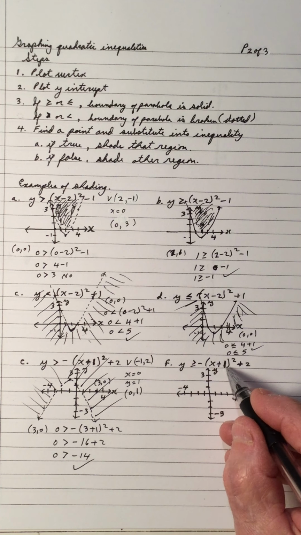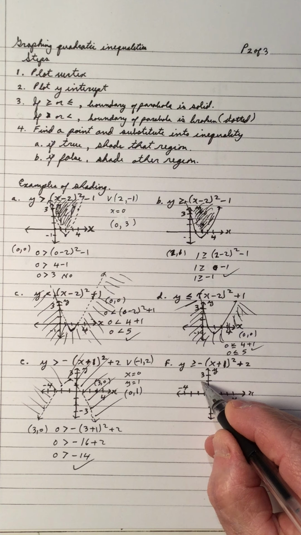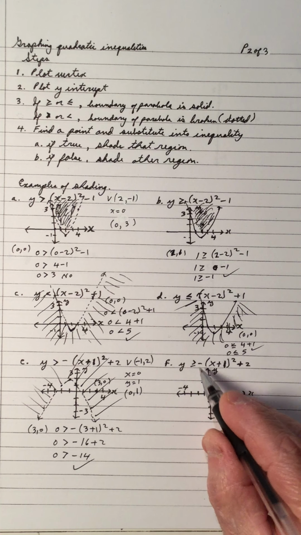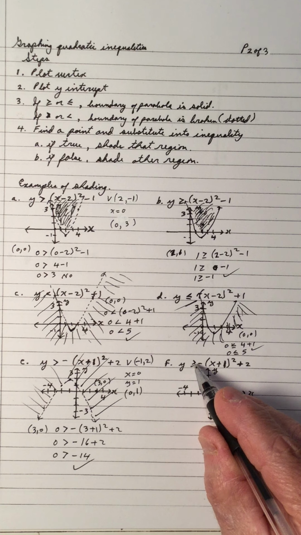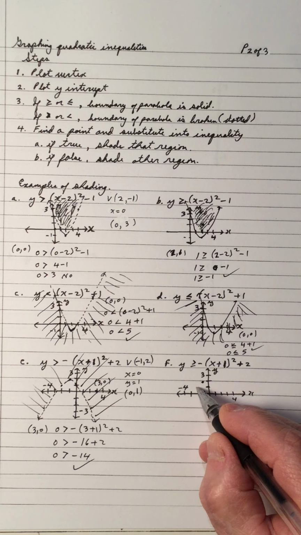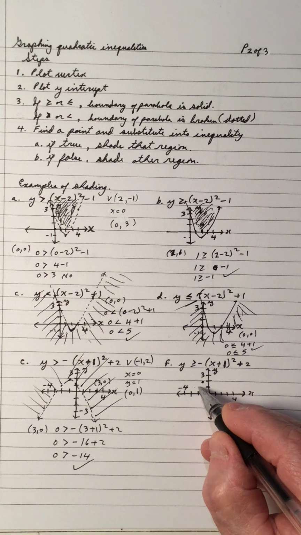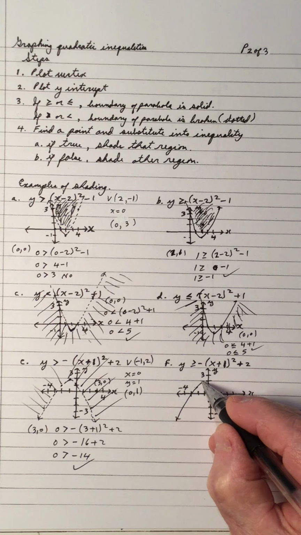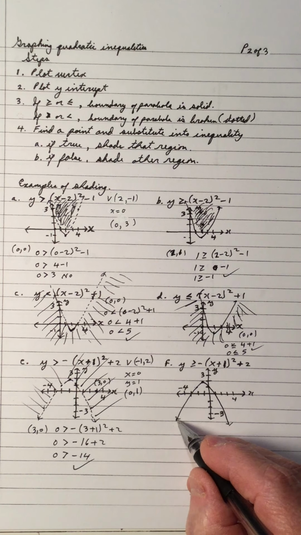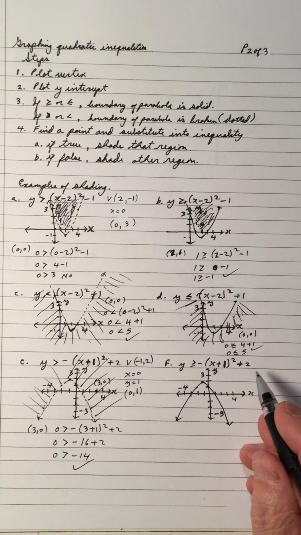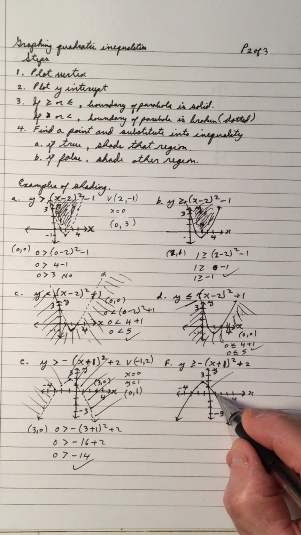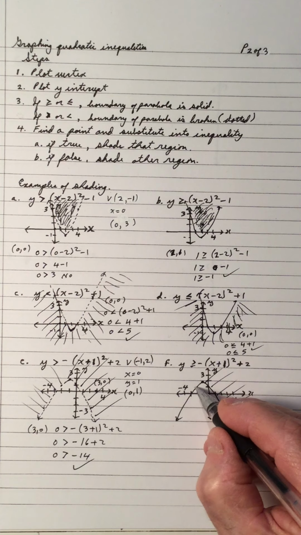We have the same parabola here, the same vertex, -1, 2, and the same y-intercept, but this time this one is greater than or equal to. Equal to means it's solid, so I'm going to make it solid. Same shape, identical to the other one, only it's solid because of the equal sign, and we're still shading because it's greater than.